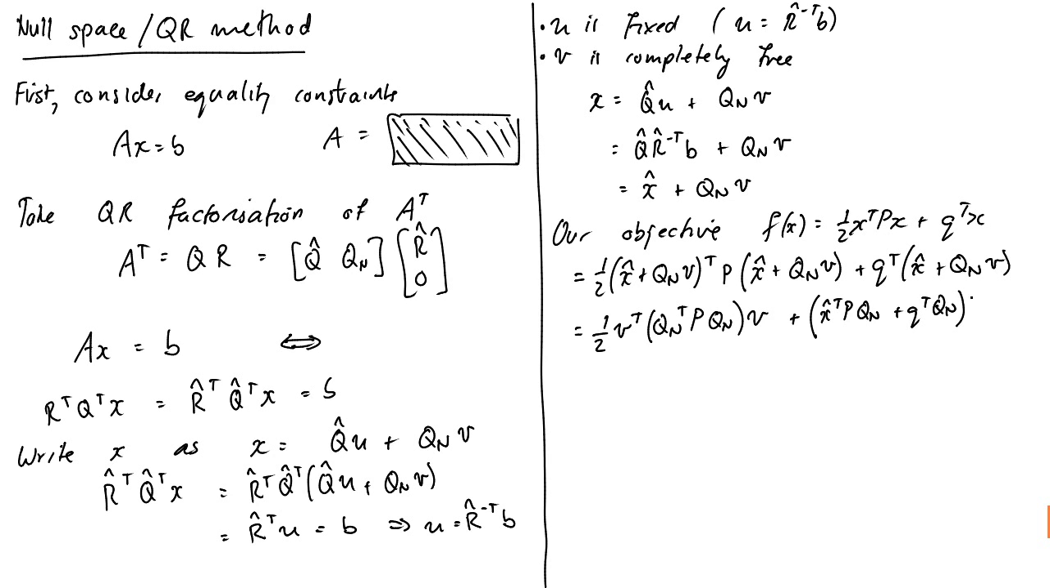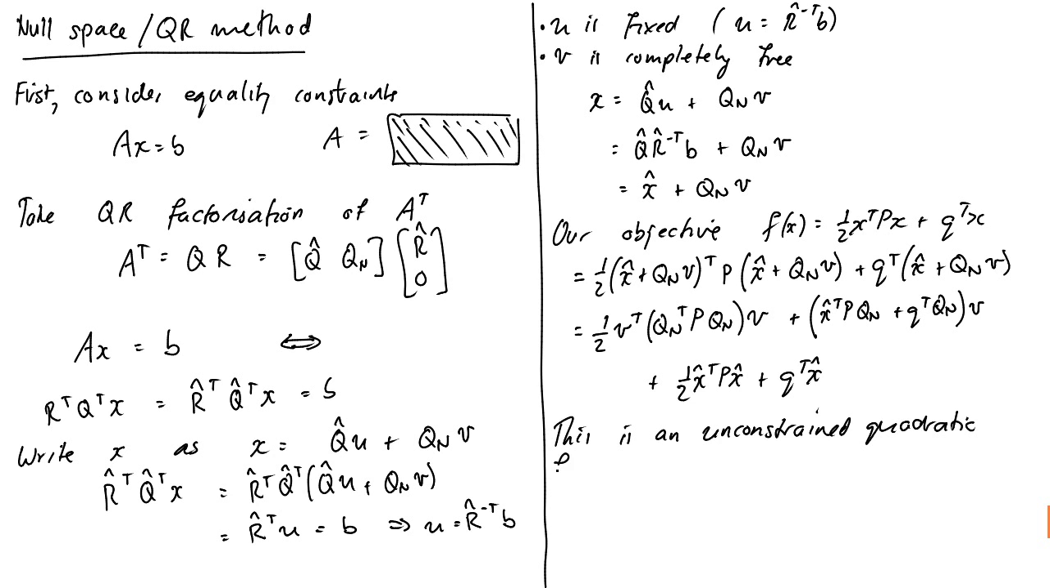That should account for all of the v terms, the linear v terms. Then plus a constant, 1/2 x hat transpose P x hat. Don't forget x hat is just a constant, it's not a variable anymore. Plus q transpose x hat. Okay, this is an unconstrained quadratic form in v.